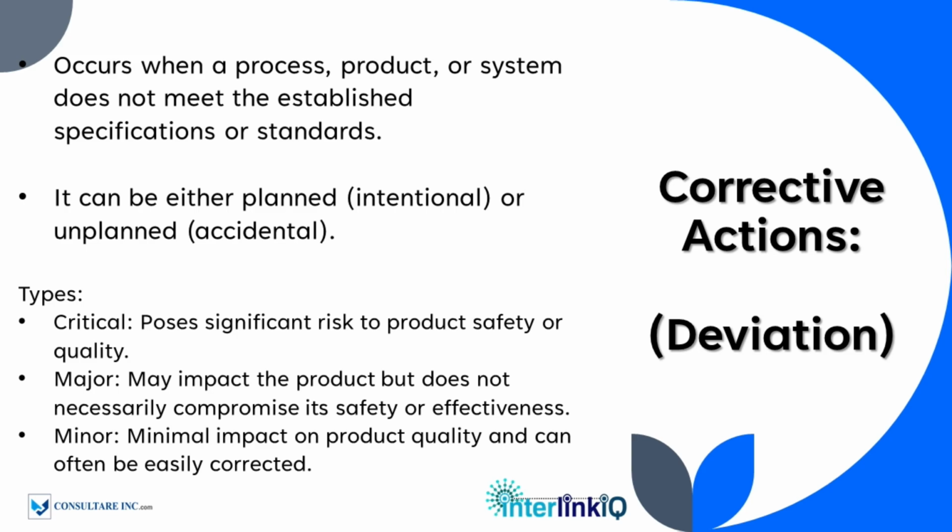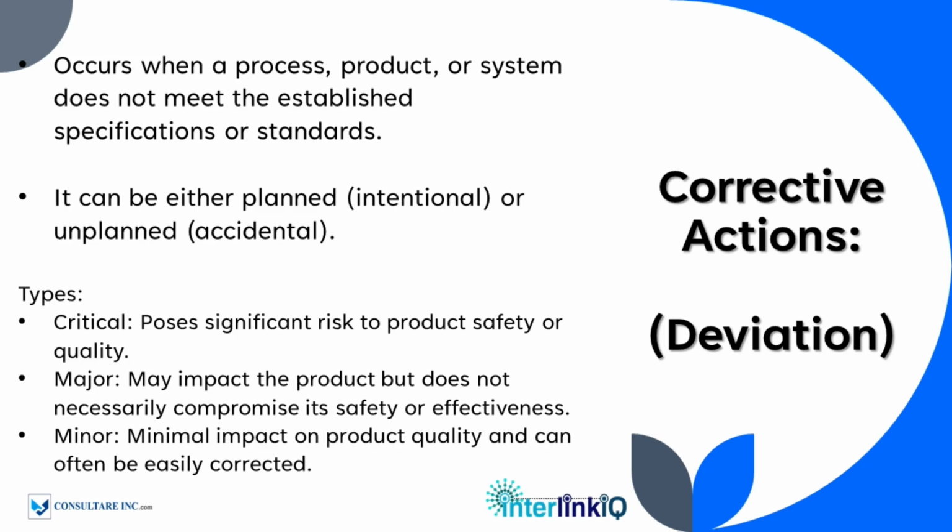Number one, critical. It poses significant risk to product safety or quality. Number two, major. This may impact the product but does not necessarily compromise its safety or effectiveness. And third, minor. Minimal impact on product quality and can often be easily corrected.